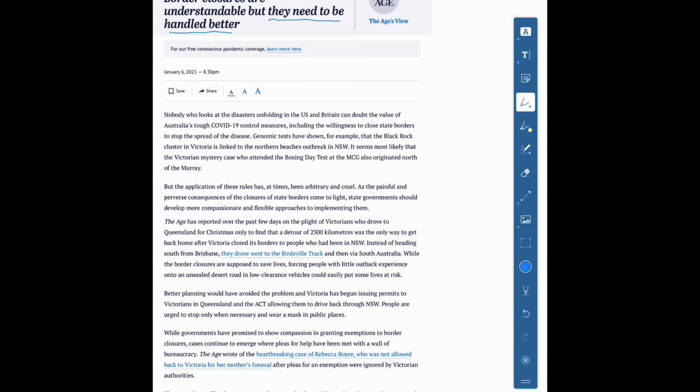And border closures here, if you have read the tags earlier, you would see that the border here means the interstate borders, between Queensland, between states in Australia. Now, let us continue to the first and the second paragraph of this editorial.